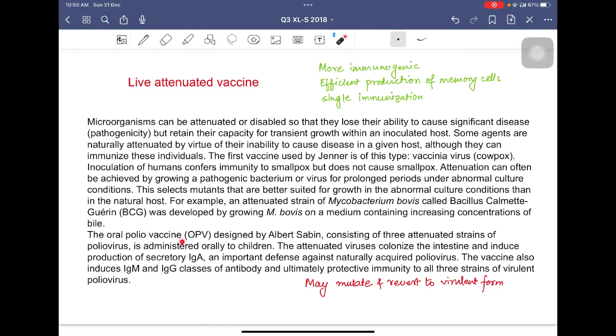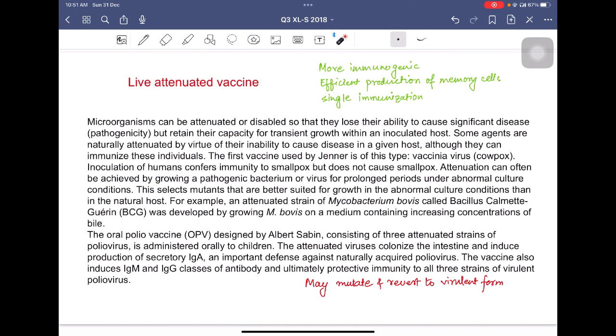The oral polio vaccine, which is OPV, which was designed by Albert Sabin, consists of three attenuated strains of the poliovirus, and it can be administered orally to the children. So this is the oral polio vaccine that we are talking about, that was designed by Sabin, which is also called the Sabin's polio vaccine.